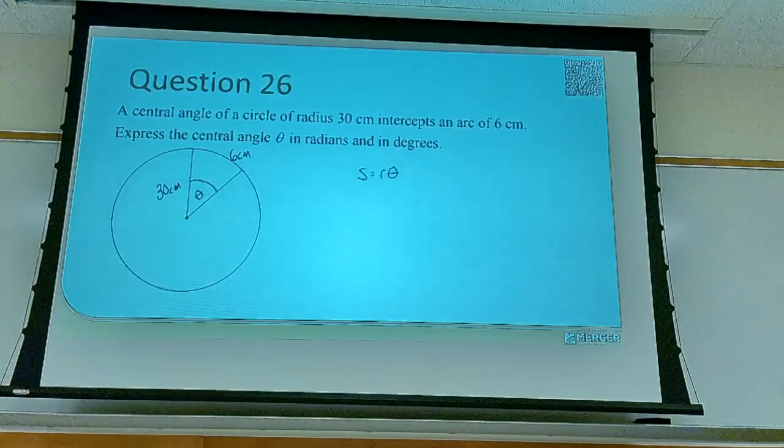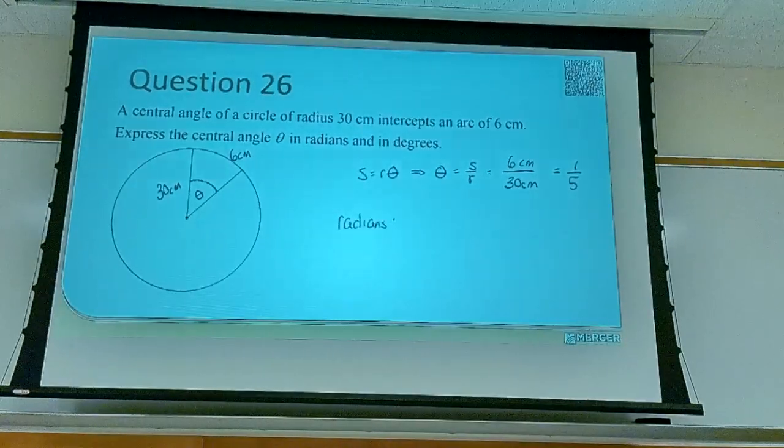So again, start with S equals R theta. We have S, we have R, we want to find theta. How would you find theta from this? S divided by R. S was 6 centimeters, R was 30 centimeters. What's 6 over 30? 1/5. That's a fifth of a radian, so that would be the measure in radians.